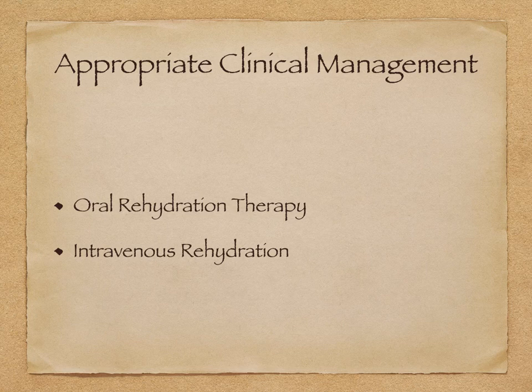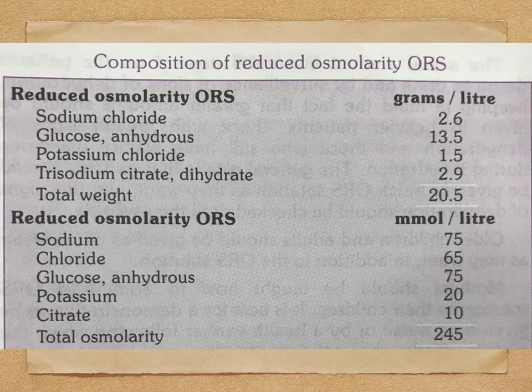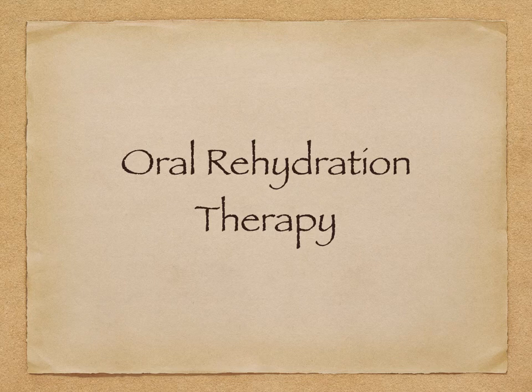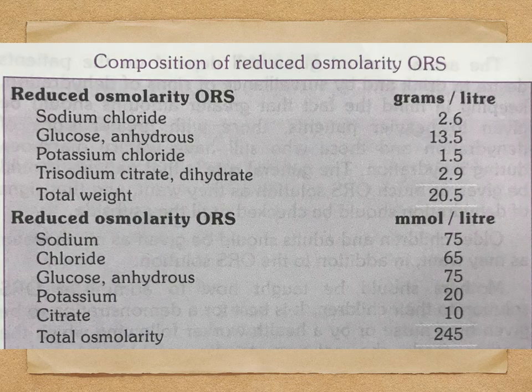It includes the reduced osmolarity ORS, in which there is sodium chloride around 2.6 grams per liter, glucose anhydrous 13.5 grams per liter, potassium chloride 1.5 grams per liter, trisodium citrate dihydrate 2.9 grams per liter, and the total weight is around 20.5 grams per liter. This is what I have enumerated: the composition of the reduced osmolarity ORS.